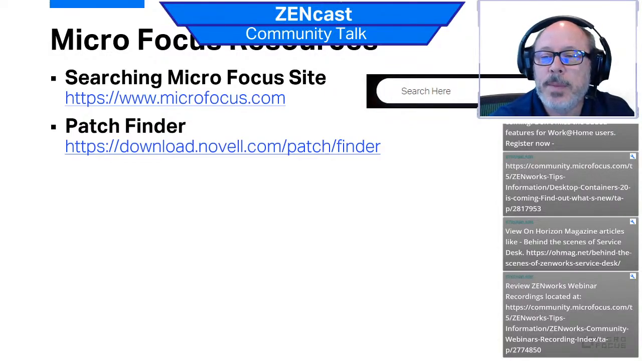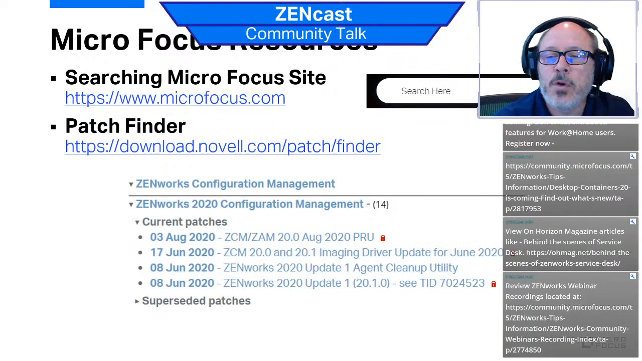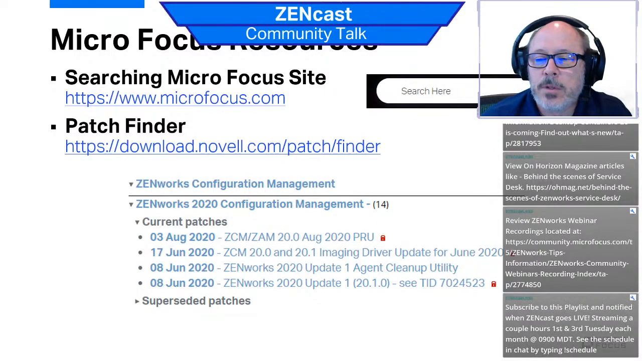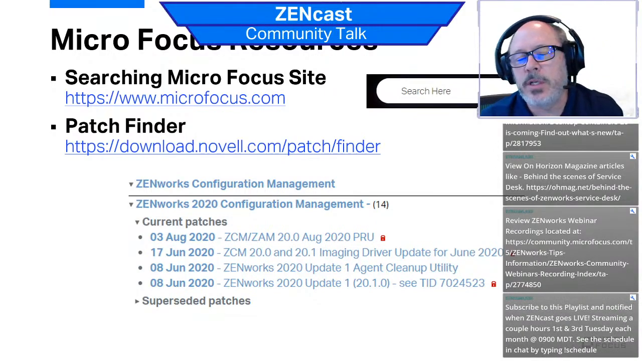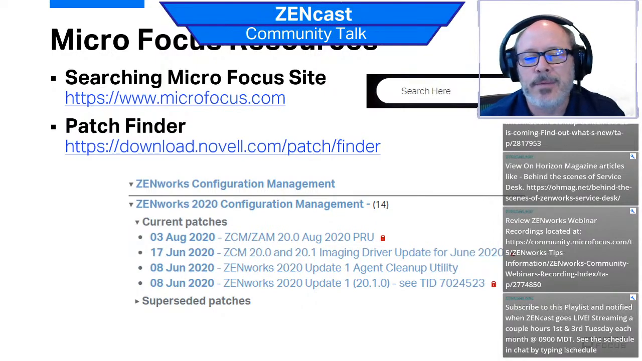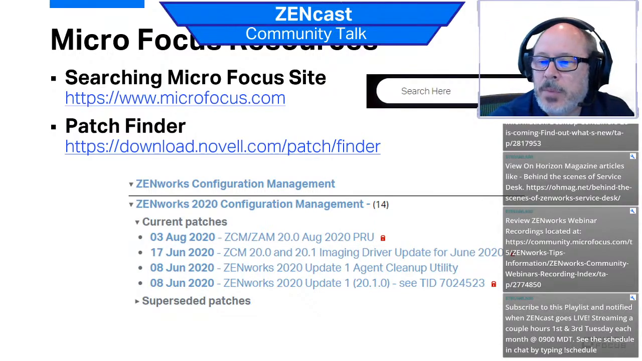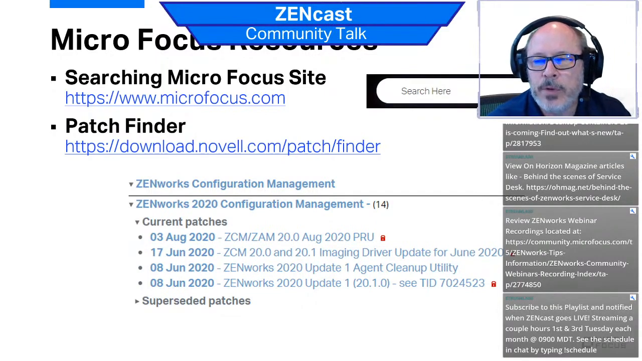And then don't forget about Patch Finder. Okay, if you go to Patch Finder, you'll be able to see that version and all its patches. If we just did ZENworks Configuration Management, it would have listed all the 11, 17, 2020 stuff, but you can actually narrow it down and filter it through. So be aware that that is available out there. It's a great resource to have.